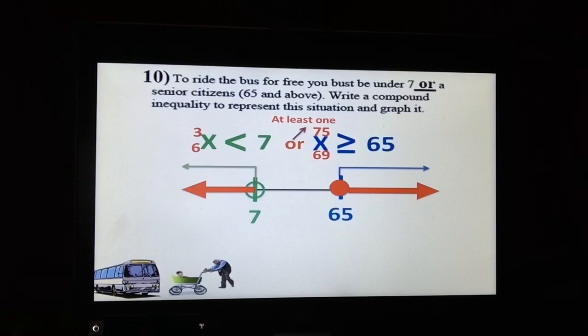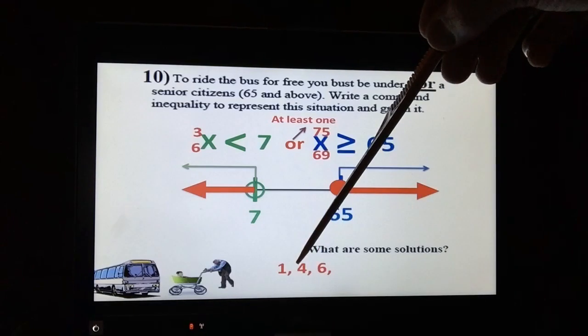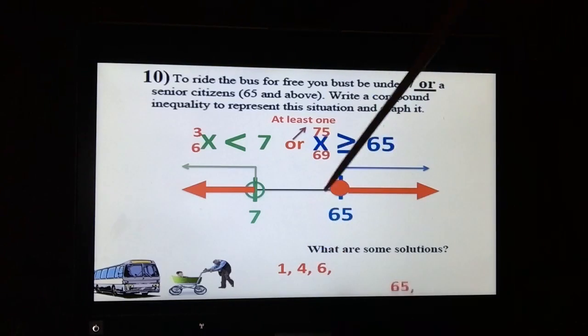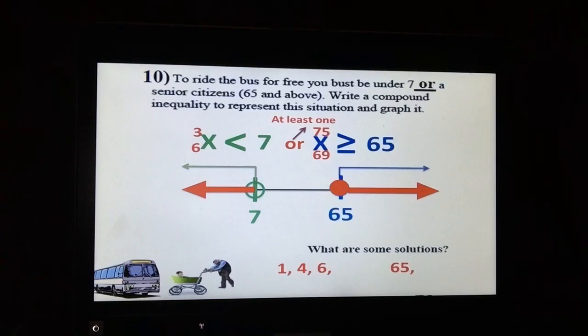Here are some solutions. We have 1, 4, 6. Now these are people who are under 7. They'll be free. And then we also have the 65-year-olds and anybody above 65. So these people would also go on the bus for free.